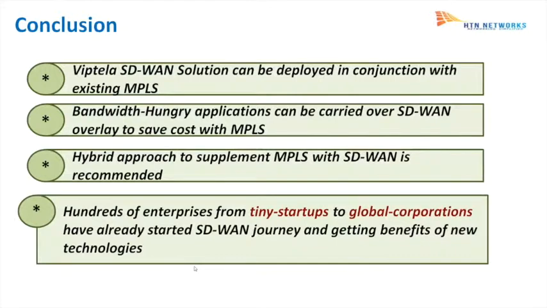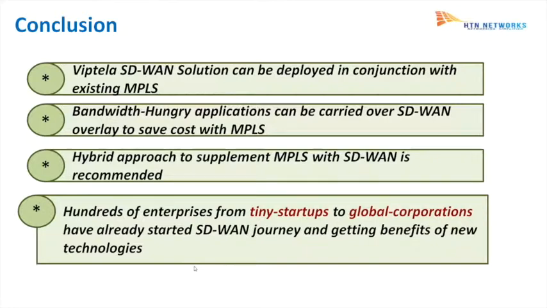So finally, we can say that the Viptela SD-WAN solution can be deployed in conjunction with the existing MPLS. As we have seen in one of the slides, a branch office had 2 MPLS connections, and we have dropped one of the connections, and we have ordered a broadband connection for that branch office. This way we can use both solutions from a branch office, but we can save cost by dropping one of the circuits.